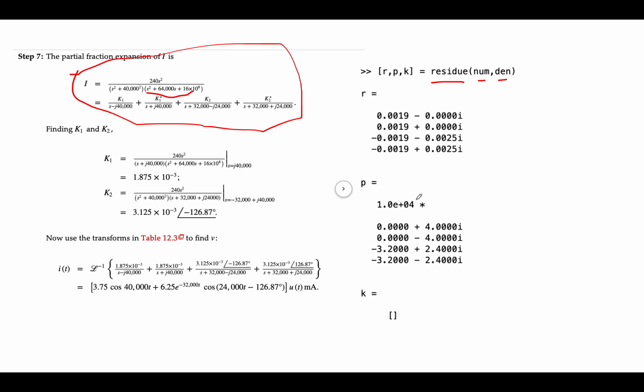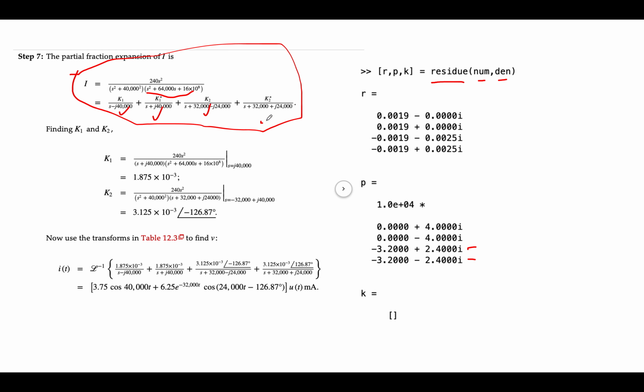This is all times 10 to the 4th. So this is j 40,000 and this is minus j 40,000. So that corresponds to this one and this one. And then this is our first complex root and this is our second complex root, corresponding to this one and this one.